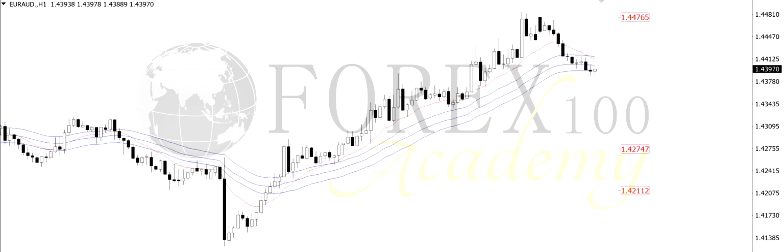Up next, for euro Australian, looking to long at two prices. The first price I'm looking to long is 1.4274, and of course a much more preferred price for me to long euro Australian will be at 1.4211. My take profit level will be at 1.4476.